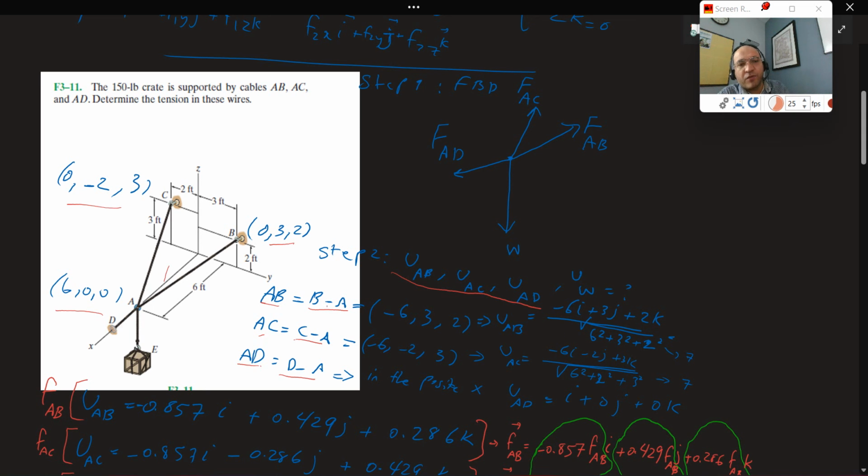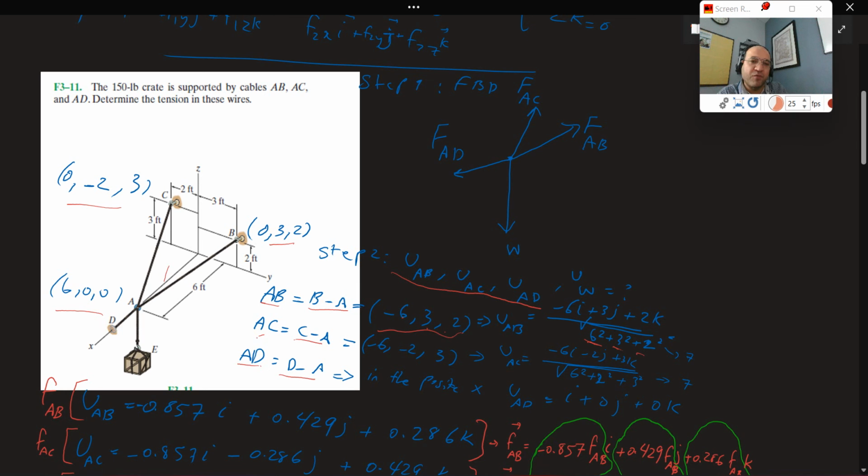Going from a vector to its unit vector, you just divide it by its length. To find the length, for instance, for B minus A, we have minus 6, 3 minus 0, and 2 minus 0, which gives minus 6, 3, and 2. The length of this vector is the square root of 6 to the power of 2, plus 3 to the power of 2, plus 2 to the power of 2. On the top, you can put minus 6i plus 3j plus 2k. Then the denominator is simply 7.